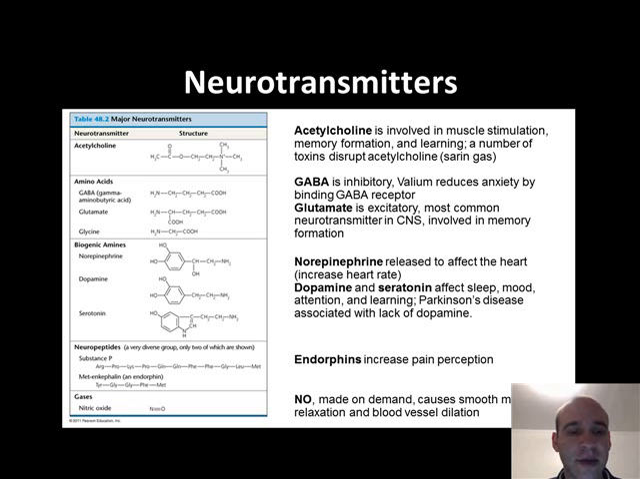And then lastly, there are some gases that are released, right? And nitrous oxide is one interesting one, right? And that's made on demand, and it causes smooth muscles to relax and blood vessels to dilate, right? And this is an example of a gas that's also acting kind of as a neurotransmitter. So these are a couple of examples of neurotransmitters that are going ahead and being used in the synapse, right?